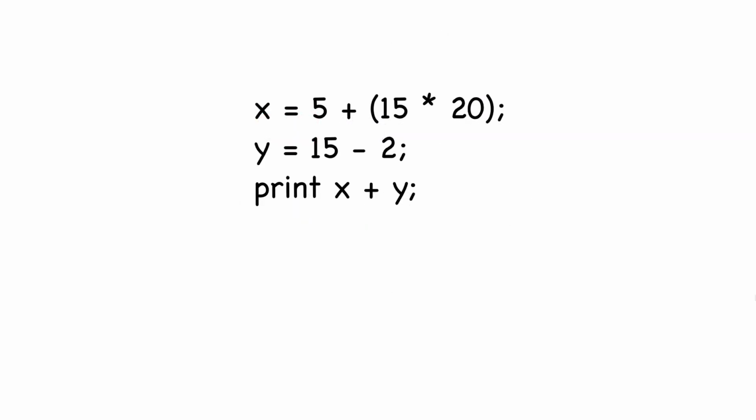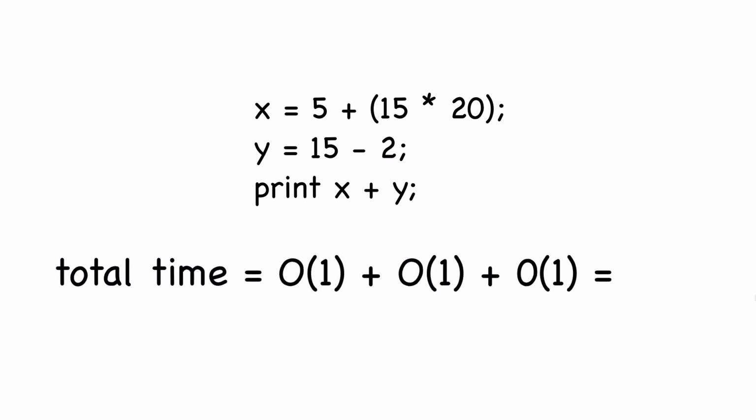What happens when we have a sequence of statements? Notice that all of these are constant time. How do we compute Big O for this block of code? We add each of their times, and we get 3 multiplied by Big O of 1. But remember, we drop constants, so it's still Big O of 1.